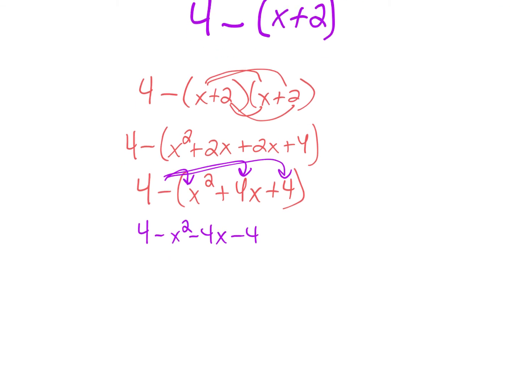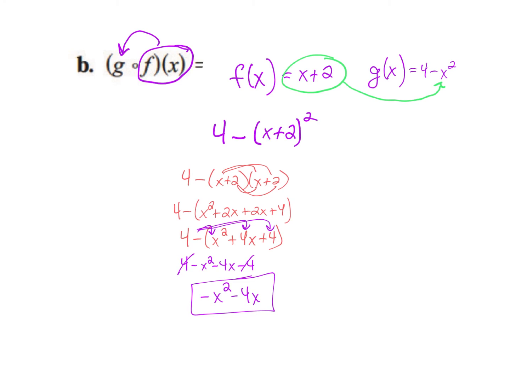Very good. The 4's cancel out. So your final answer is negative x squared minus 4x. That is your composition, g of f of x. Now, if I wanted g of f of whatever, then we're going to plug numbers in.